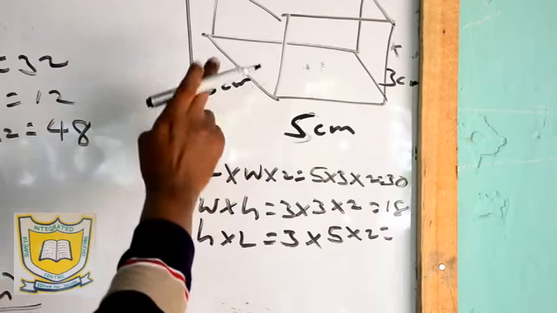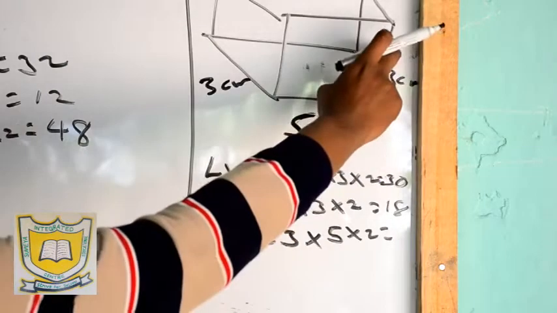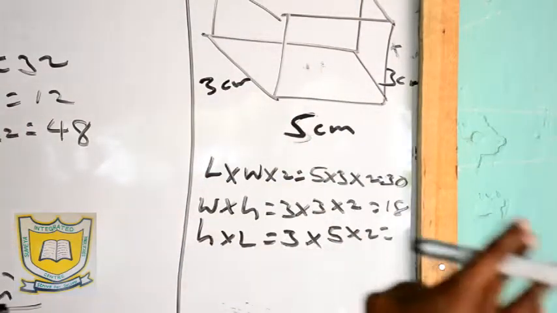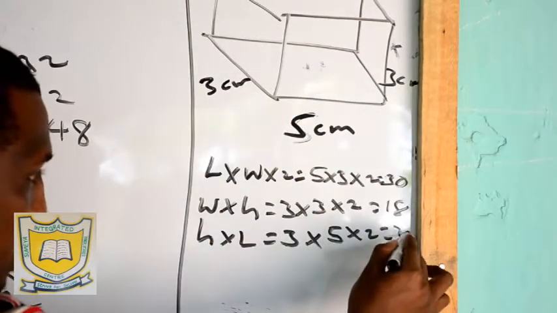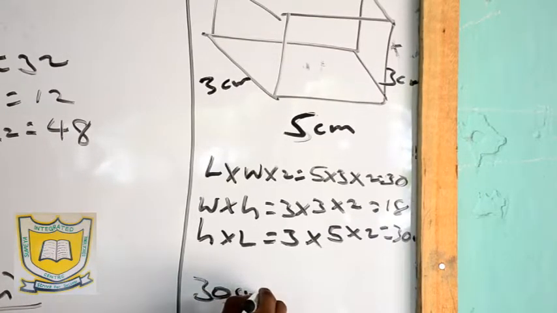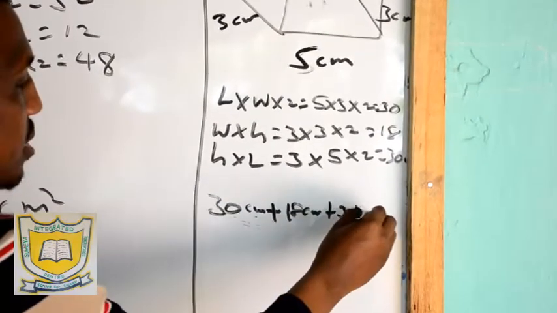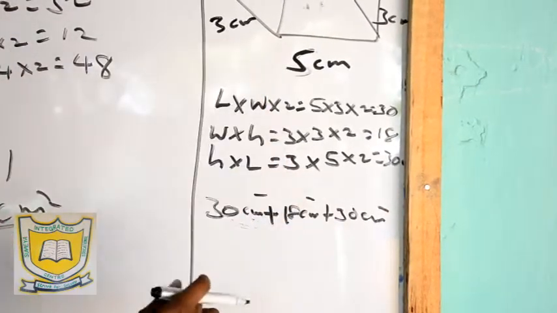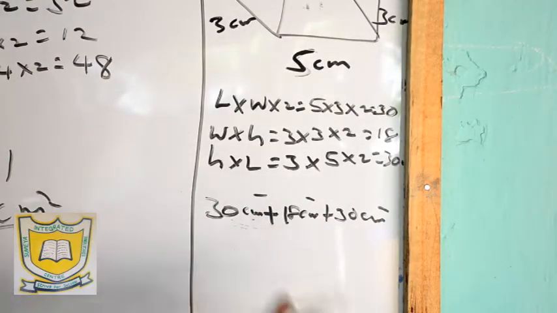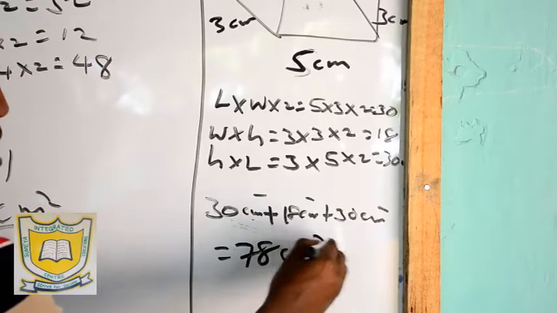Width times height. Then the other one, height, which is now 3 times length, 3 times 5 is 15. Times 2, now it is closed, which is 30 centimeter. You add now: 30 plus 18 plus 30. 30 plus 30 is 60. 60 plus 18 is 78, which is equal to 78 centimeter squared.